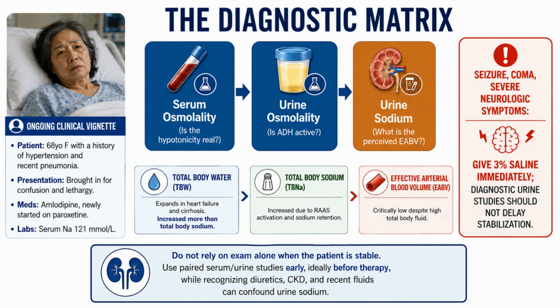Do not rely on exam alone when the patient is stable. Volume exam is useful, but often wrong in hyponatremia. Urine data help us avoid treating SIAD like hypovolemia, or hypovolemia like SIAD. Now let's walk through the 3 gates.